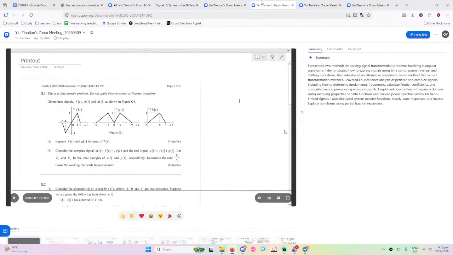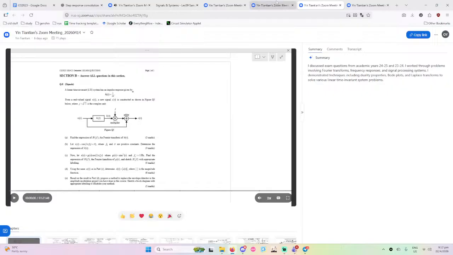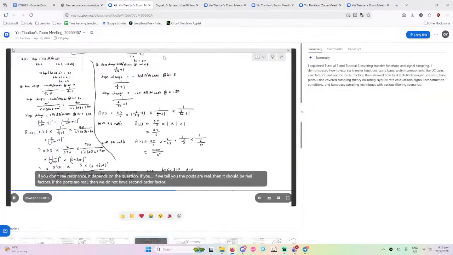If you see resonance, it should be a second order factor. If you don't see resonance, it depends on the question. If we tell you the poles are real, then it should be real factors. If the poles are real, then we do not have a second order factor.